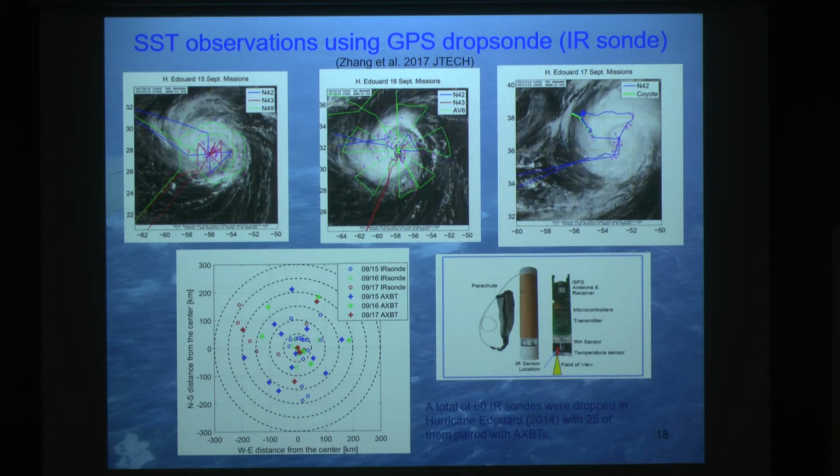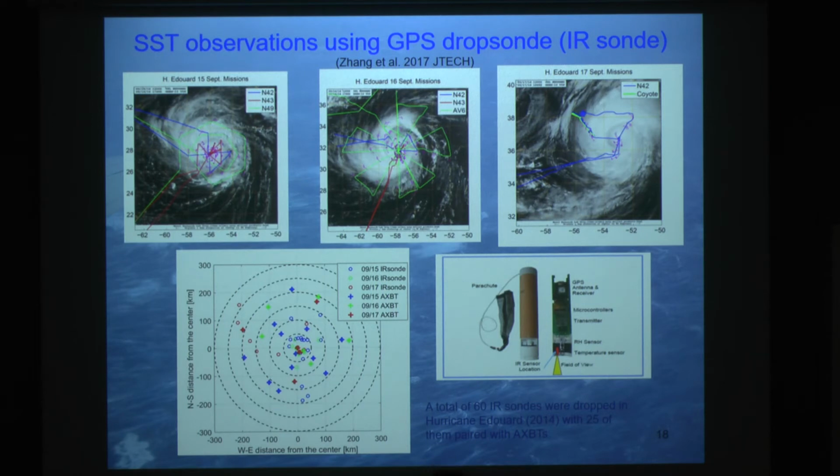Then we validated the sea surface temperature measurements against the AXBTs. I think you must be familiar with this. AXBT is the airborne expendable bathythermograph that measures the ocean temperature profile. We drop the dropsondes co-located with the AXBTs so that we can calibrate and also evaluate the performance of the SST measurements from the dropsondes. And of course, the infrared measurements are affected by clouds. So we proved that the temperature measurements in the eye and in between the rainbands worked better.